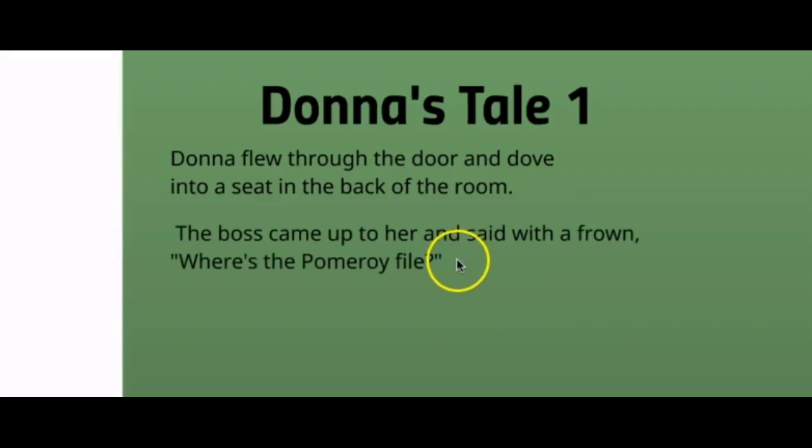"The boss came up to her and said with a frown, 'Where's the Pomeroy file?'" Okay. So she can't be a student because she wouldn't have a boss if she was in the back of a classroom. She must be a secretary because she's got a file that she's in charge of, and she's got a boss. I think she's a secretary.